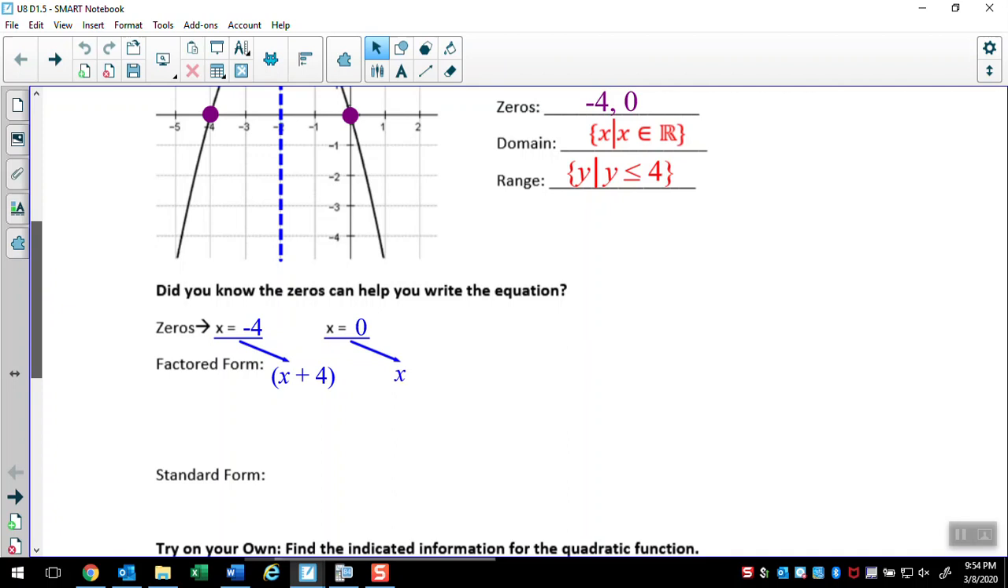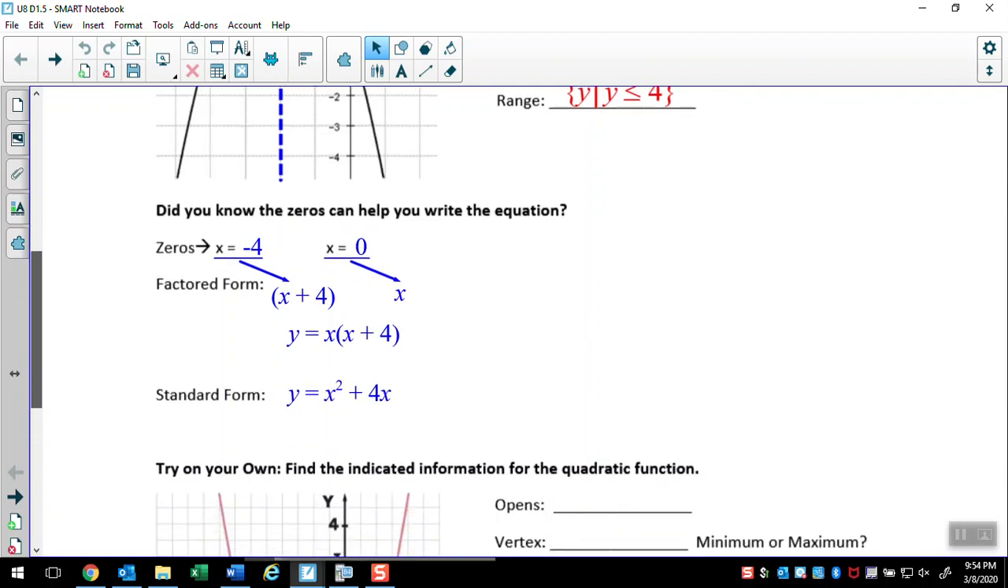So if I were to write this in factored form, we'd say y is equal to x times x plus 4. We usually put just a single variable or a single number out front of the parentheses like this. Now my standard form means we need to take that x and distribute it through. So we would end up with a quadratic equation that looks like this.